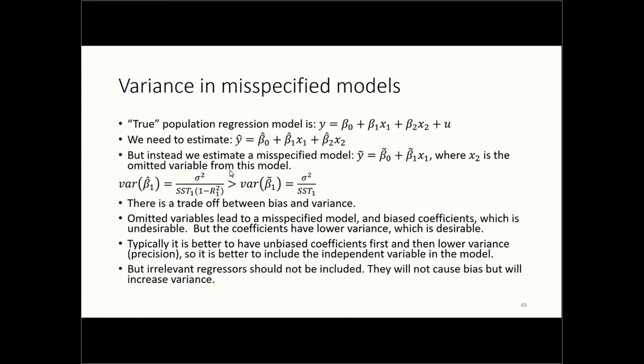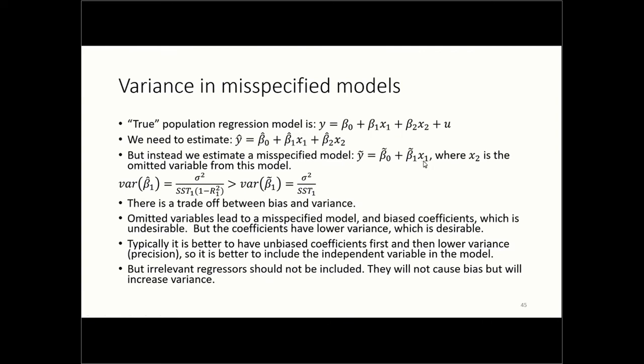So now let's talk about what happens when we have misspecified models and we forget to include a variable in the model. This would look similar to the omitted variable bias example. So suppose that we have the true population regression model, Y depends on x1 and x2. And so we need to estimate a regression equation that is y hat depending on x1 and x2. But instead, we estimate a misspecified model where y only depends on x1. And so x2 would be the omitted variable.